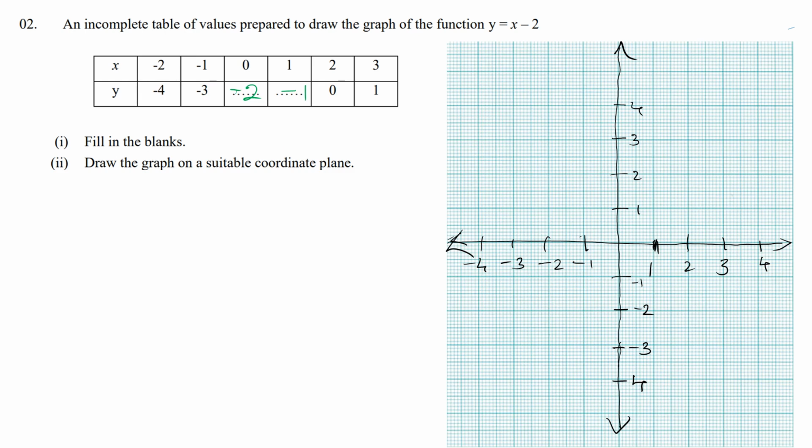When x equals minus 2, y equals minus 4. X equals minus 1, then y equals minus 3. So x equals 0, y equals minus 2, x equals 1, y equals minus 1, x equals 2, y equals 0, x equals 3, y equals 1. And this is the graph, right? This is the graph.